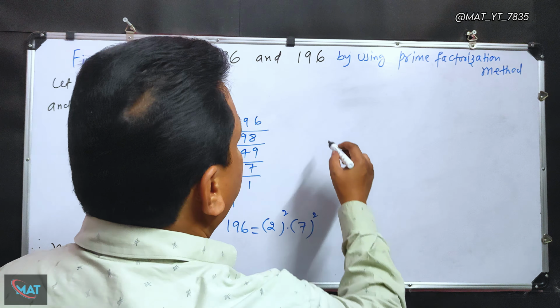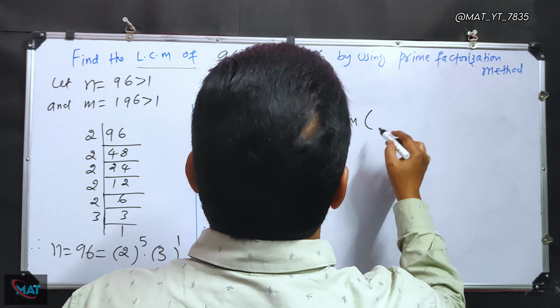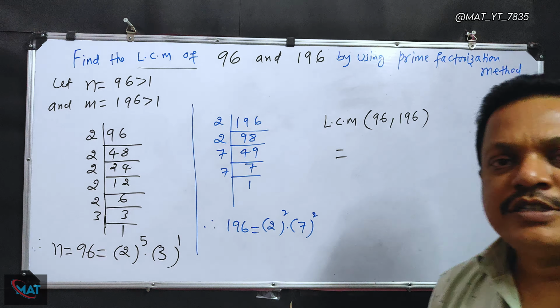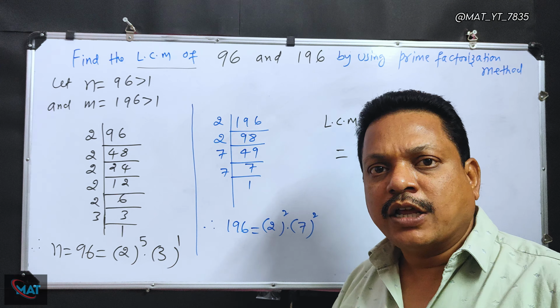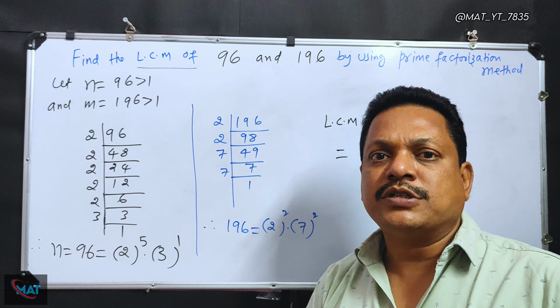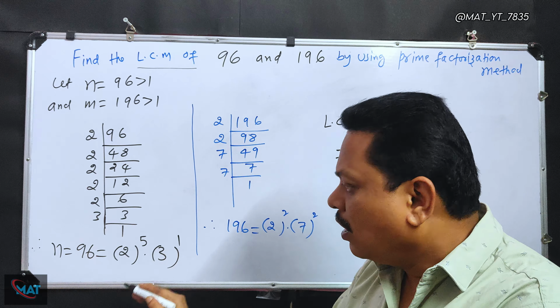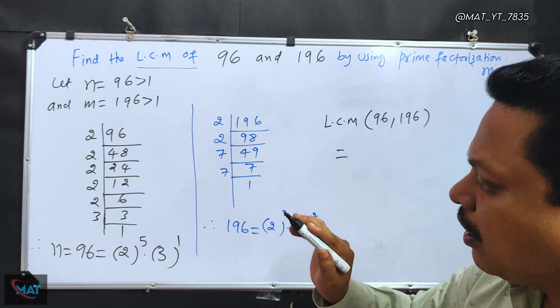Now how to compute LCM here? LCM of 96 and 196. In GCD, we have to take common prime numbers in n and m, but here, all prime numbers you must write. Simply to say, we have to take all the prime numbers.